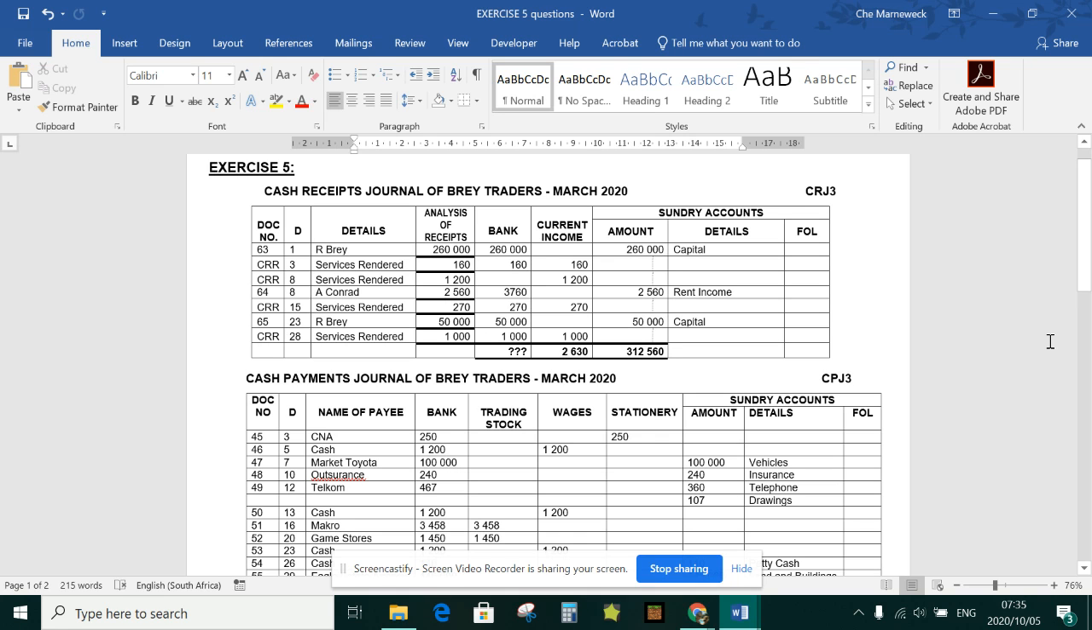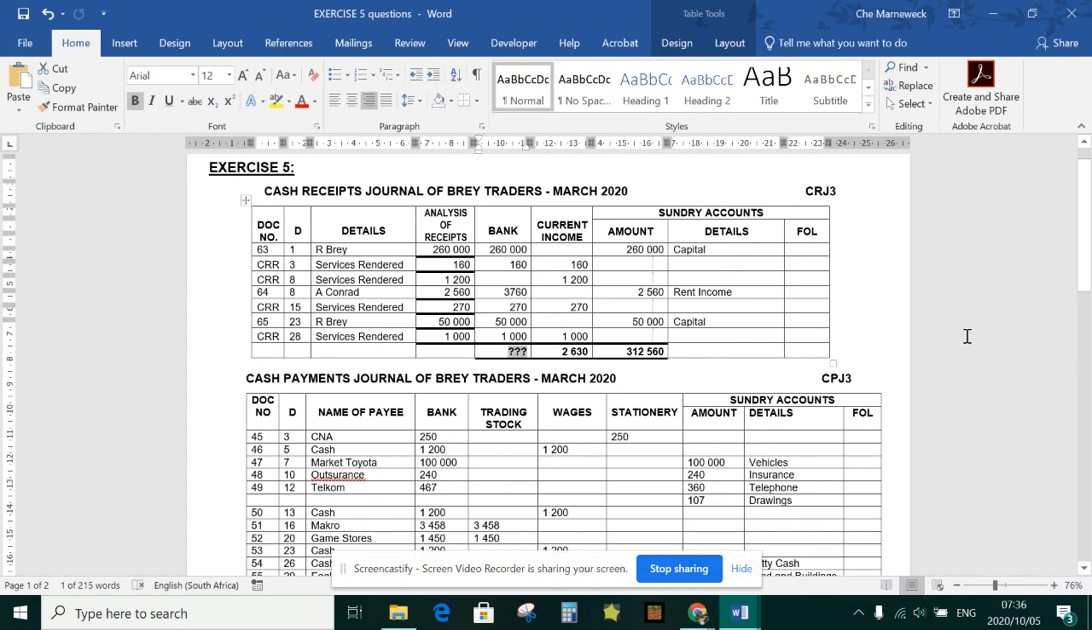Okay, general ledger exercise 5. We have a look at this exercise and you'll notice that there's some question marks. So before we're able to post to the general ledger, we're going to have to work out some of our column totals, missing amounts, that kind of thing.